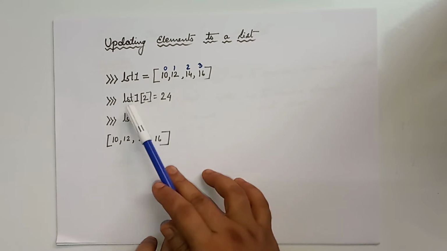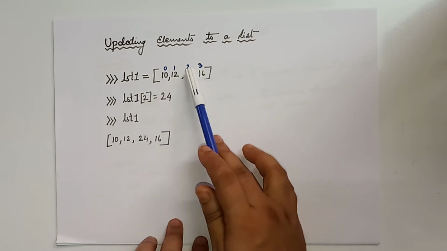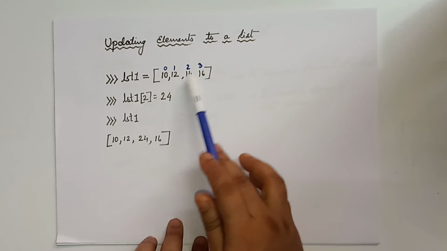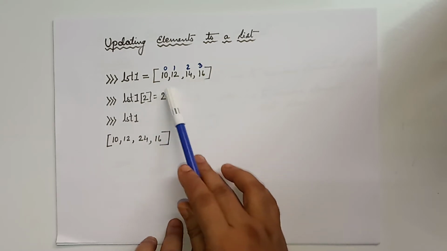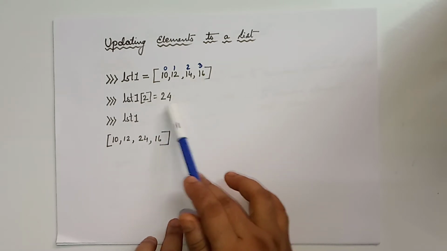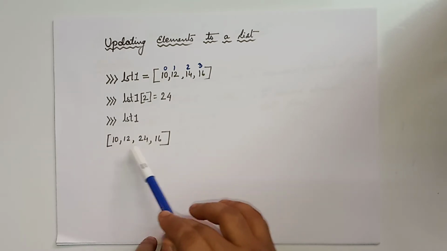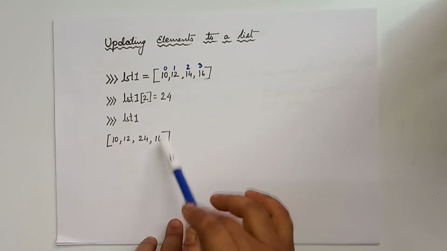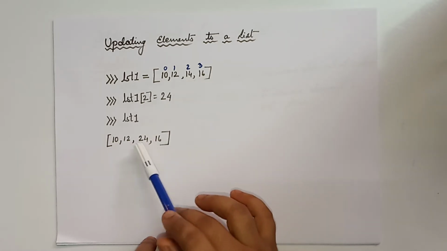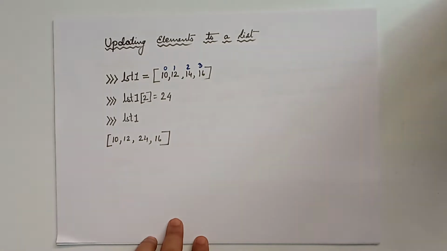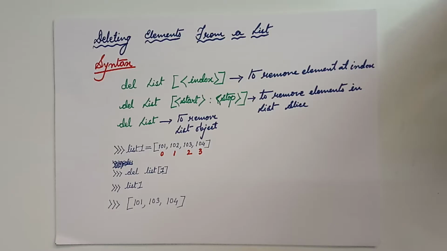For this we have to write down the list name along with the index number where we want to do the changes, and then we have to mention the new value. After doing so, let's try to print the contents of the list 1. It is 10, 12, 24, 16. So now you can see instead of 14 we have introduced 24. So in this way we can update the elements of a list.